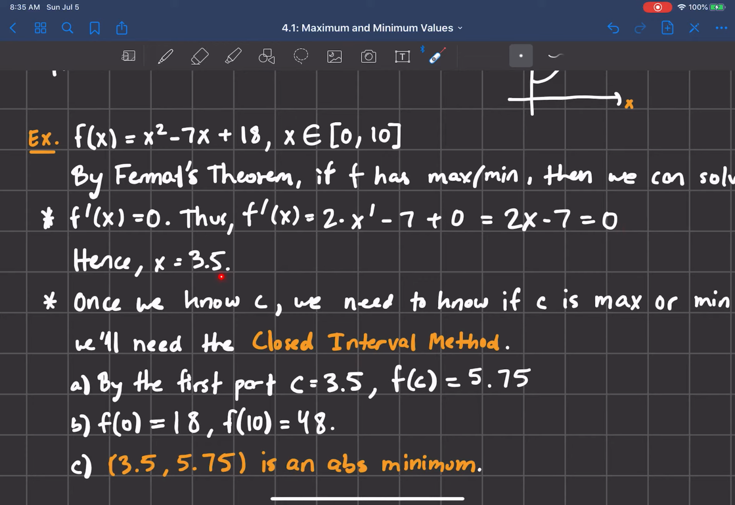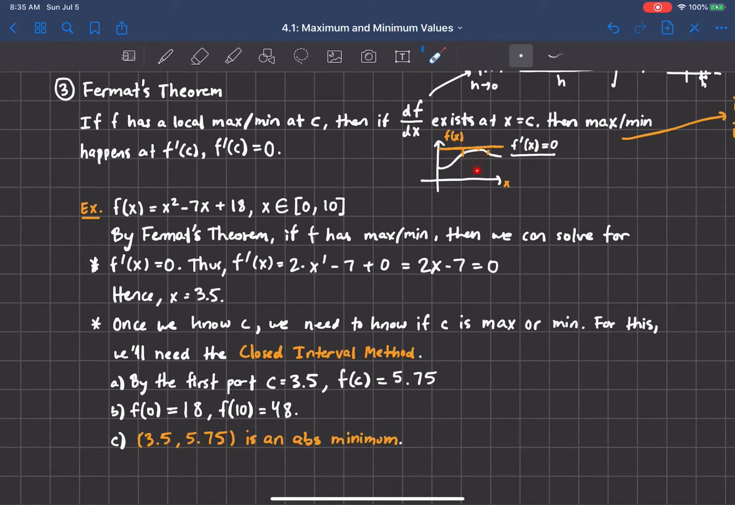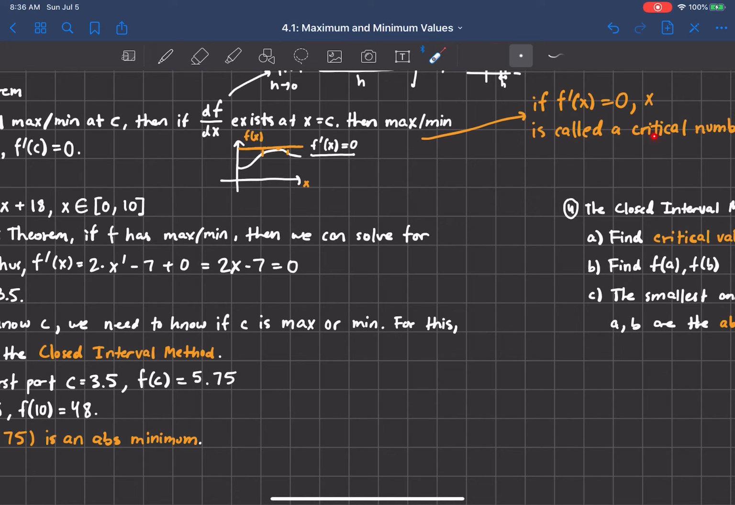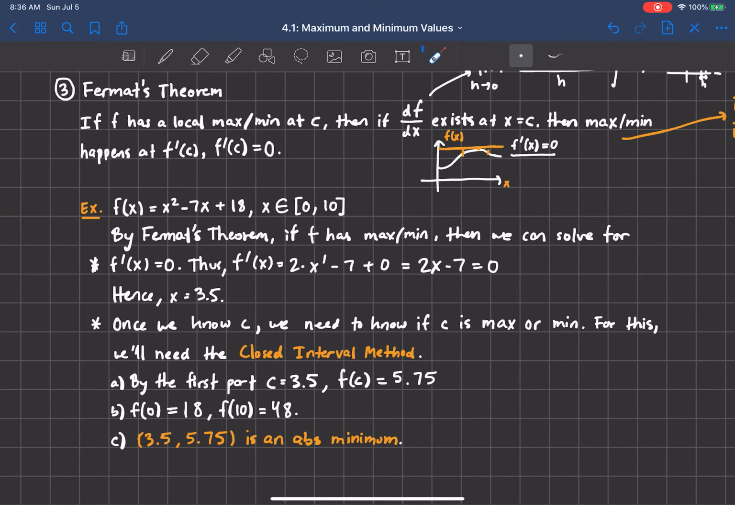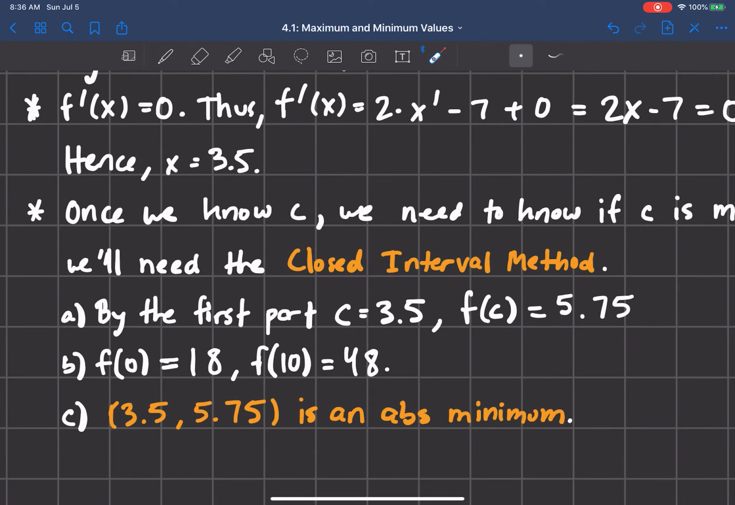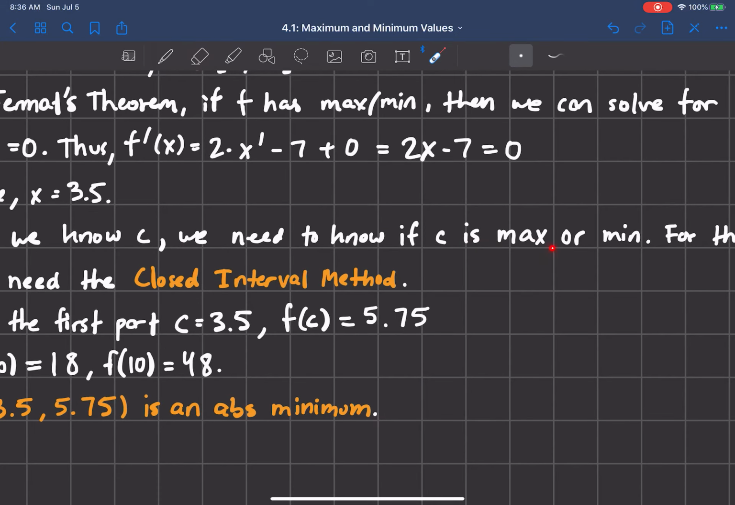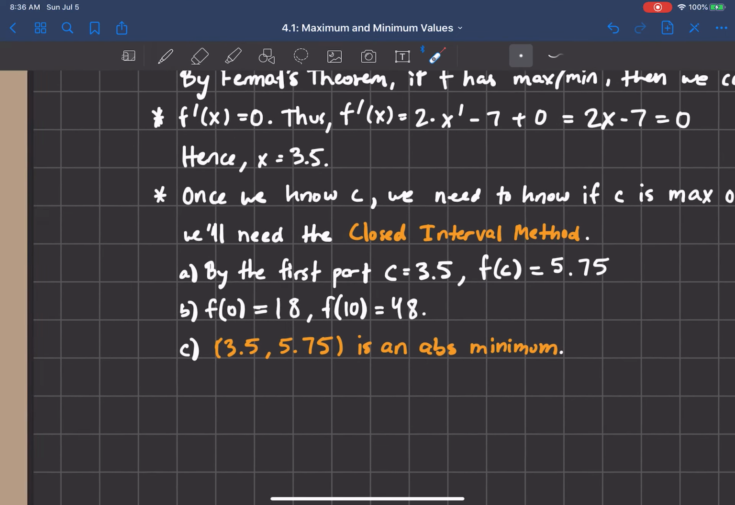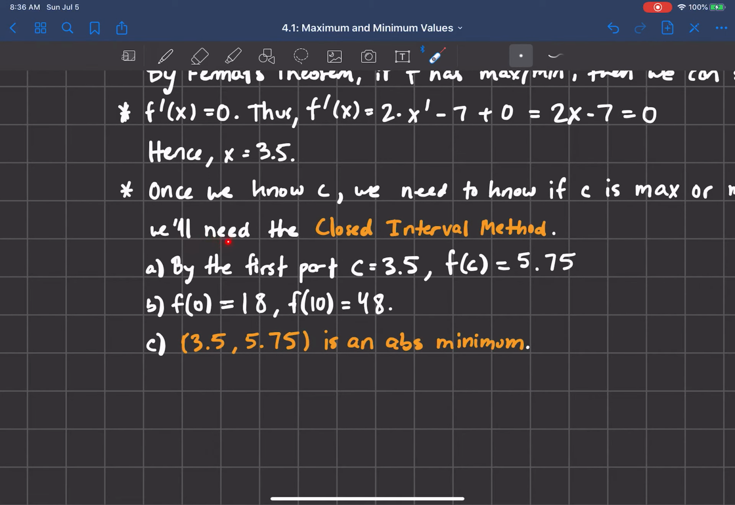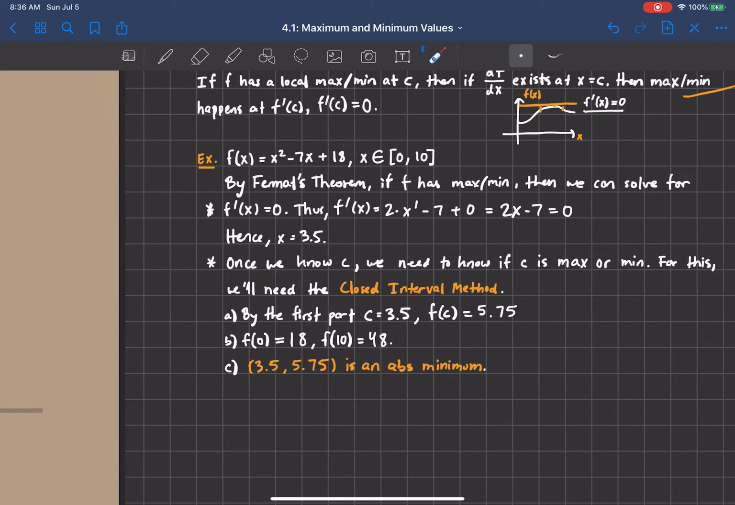Now this is the fixed value at which f prime of x goes to 0. What does that mean? That means it's much like this point right here. It's a point where the tangent line has a slope of 0. It's also called a critical number. So all these concepts really start to relate. Now once we know c, we need to know if c is a maxima or minima. This is where we're going to need the help of another little tool. Like I say, for this we'll need the closed interval method. So let's go look at that.